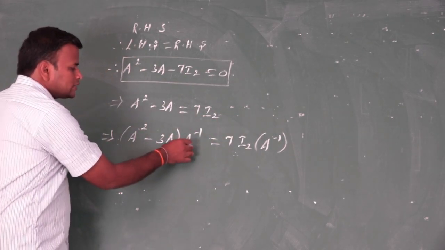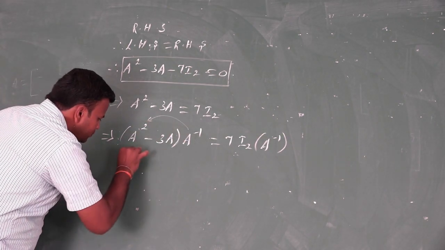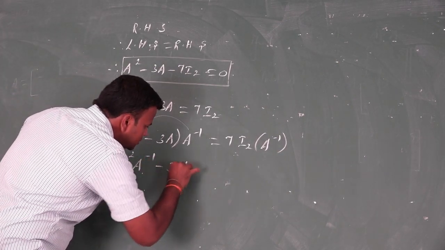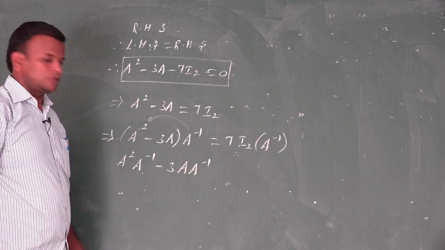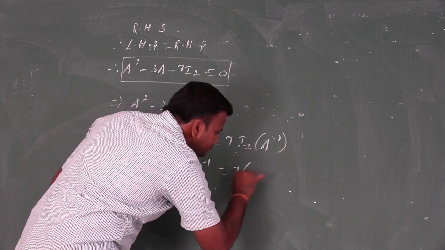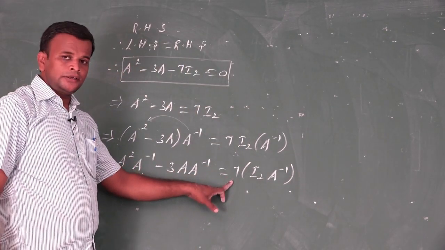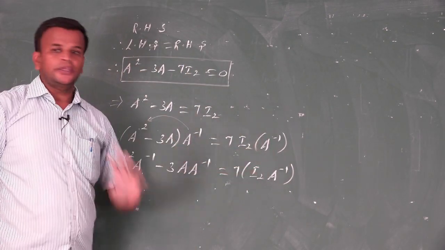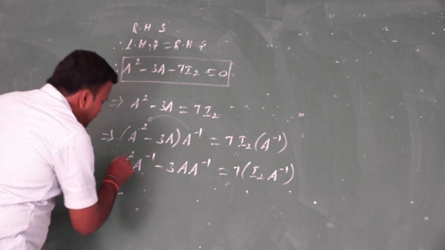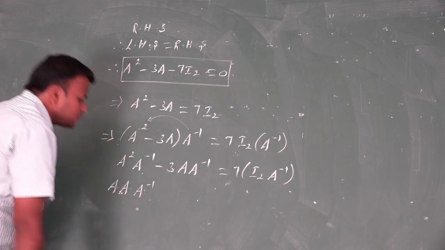Now we see this A inverse is common in both the terms. So I multiply inside. It becomes A square into A inverse minus 3A into A inverse is equal to 7 I2 into A inverse. I take the constant outside and multiply the matrices I2 and A inverse. Here, A square into A inverse.